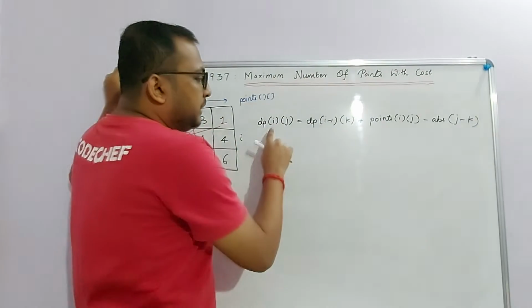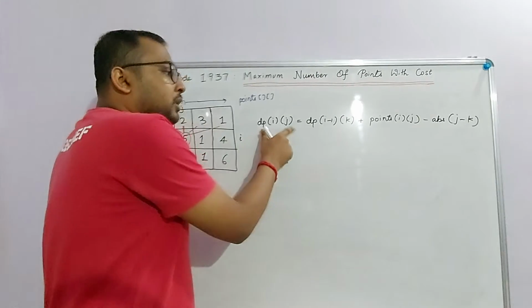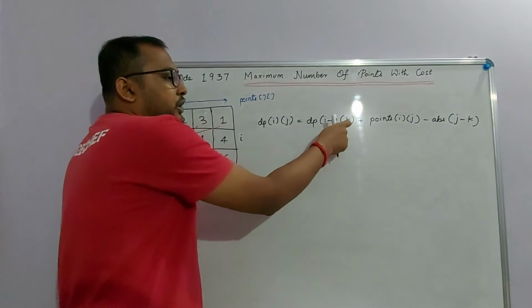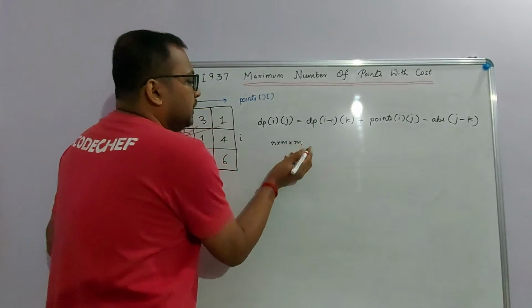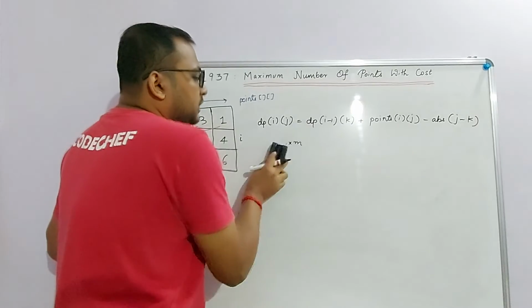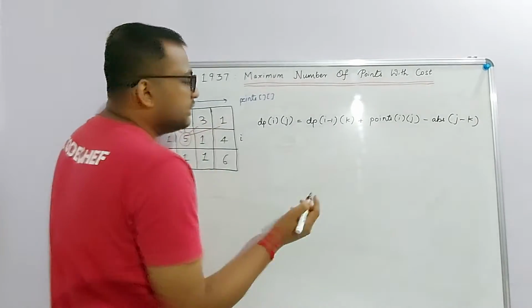Notice that we have three parameters here, i, j and k. So if you try to just keep all the values of i and j and iterate over k, it will be n cross m squared, which will give you a TLE verdict. So let's try to optimize this to a quadratic solution, that is n cross m.